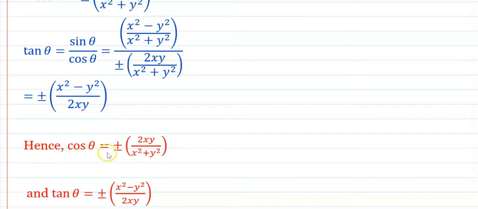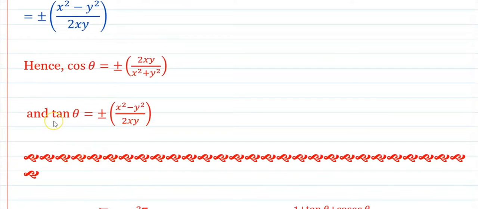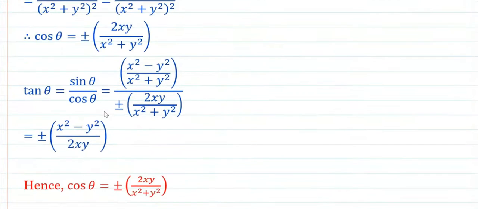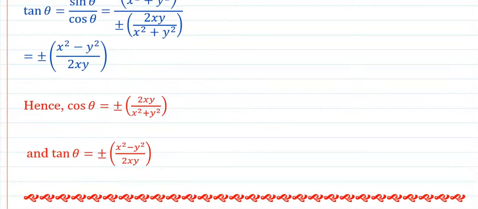Hence cos theta is equal to plus or minus 2xy upon (x square plus y square). Tan theta is equal to plus or minus (x square minus y square) upon 2xy, and in this way these are the values of cos theta and tan theta. Simple formula इथे apply करायचा आहे, and then you will get the required result.